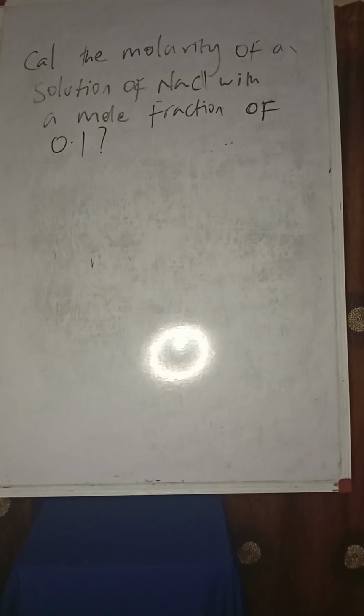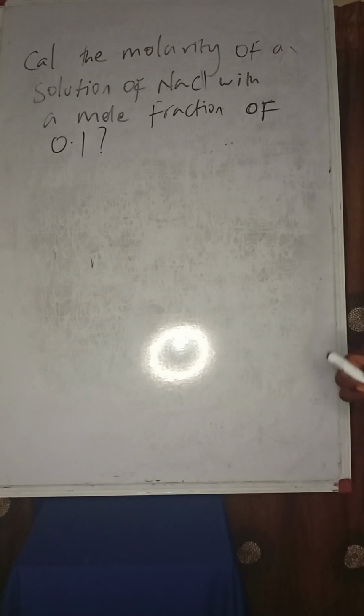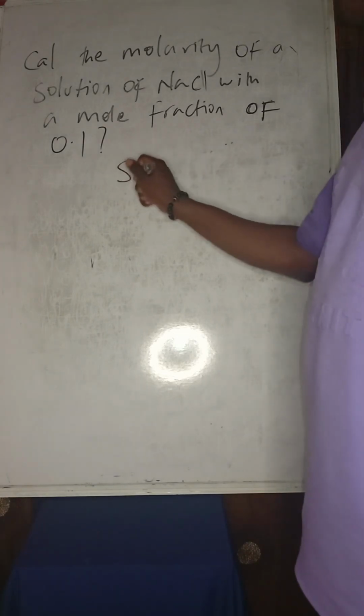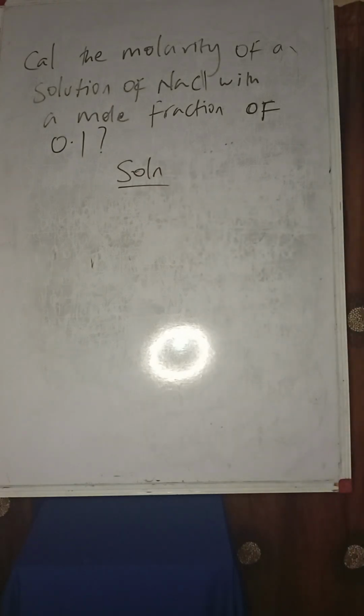A simple question to get molarity from mole fraction. It says calculate the molarity of a solution of NaCl with mole fraction of 0.1. Now, it should be noted that most NaCl solutions are aqueous. So how do you get molarity from an aqueous solution of NaCl with the mole fraction of NaCl 0.1?